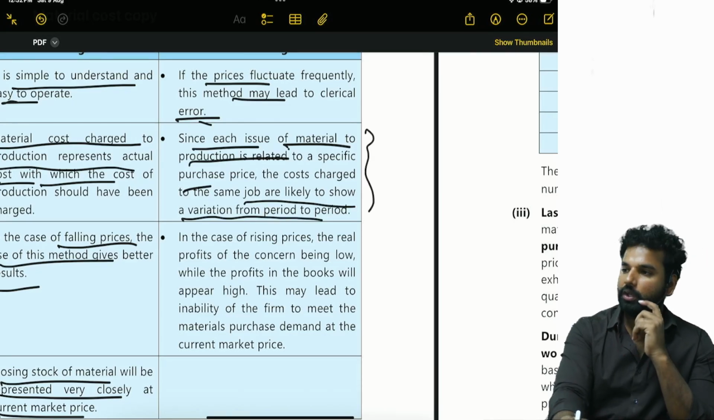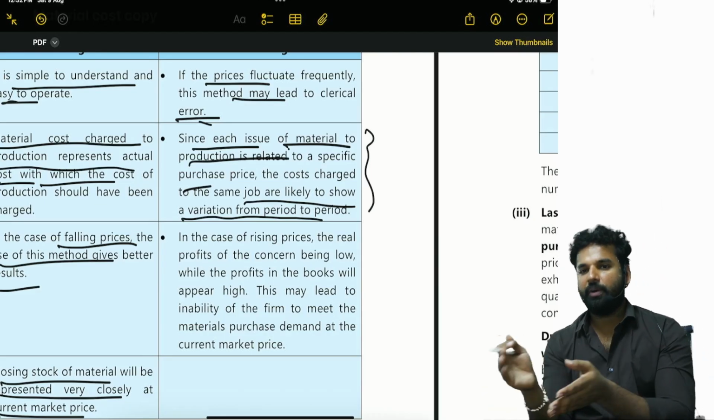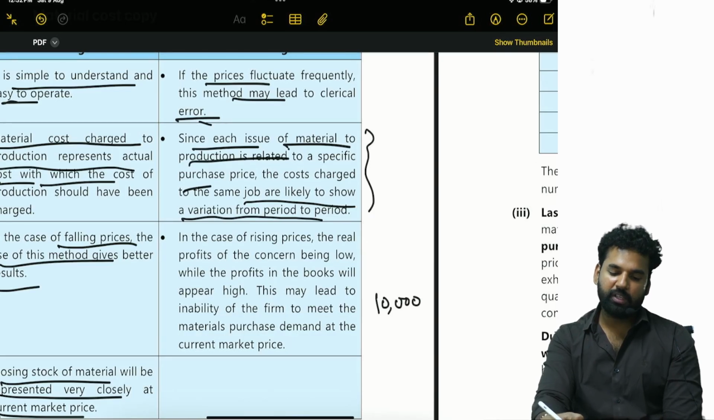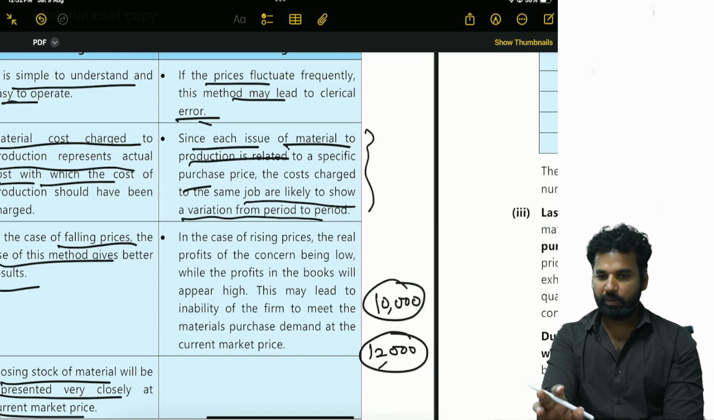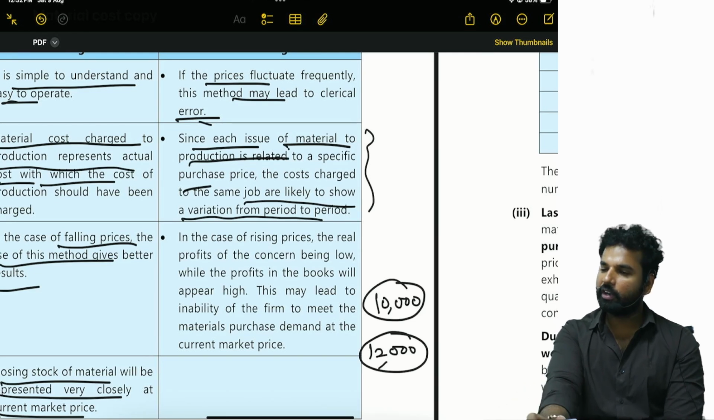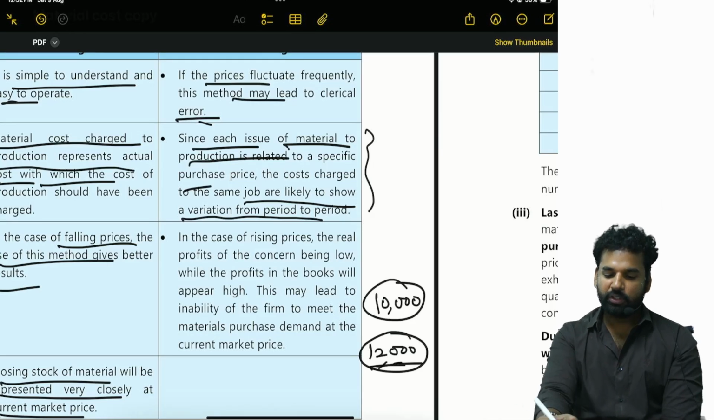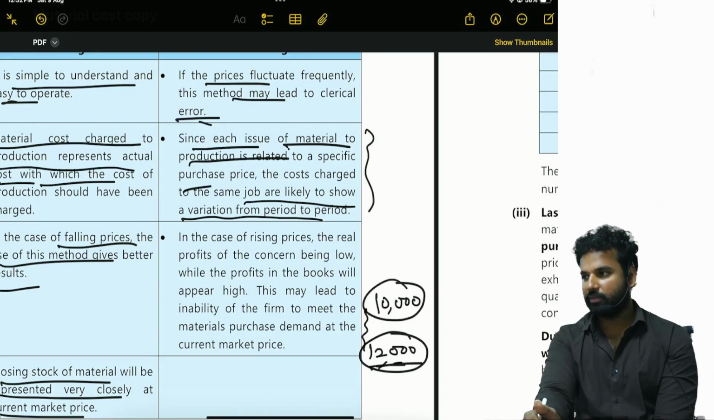That means what? You are allocating on the FIFO basis, so the same job using the same material will cost one rate. That means 10,000 is the cost of a job. Next time, after a month, you are valuing again. Same job, that may come to 12,000 rupees because there is a change in the price. Same quality of material used, same quantity used, consumption is the same, efficiency same, but 12,000 is the cost. The difference of 2,000 occurred due to valuation of the material cost. Just by valuing the material cost, the difference is occurring.